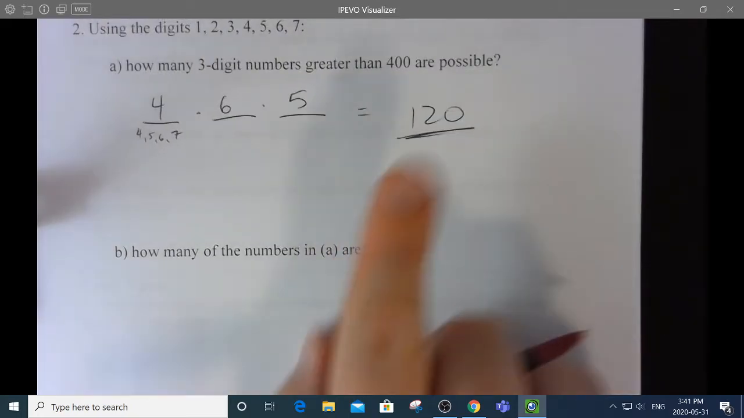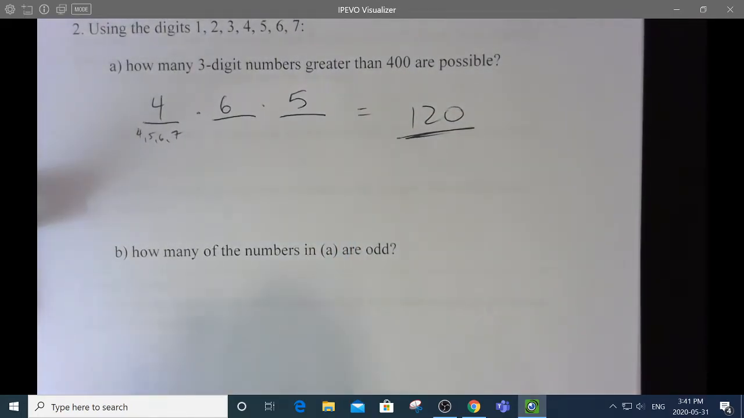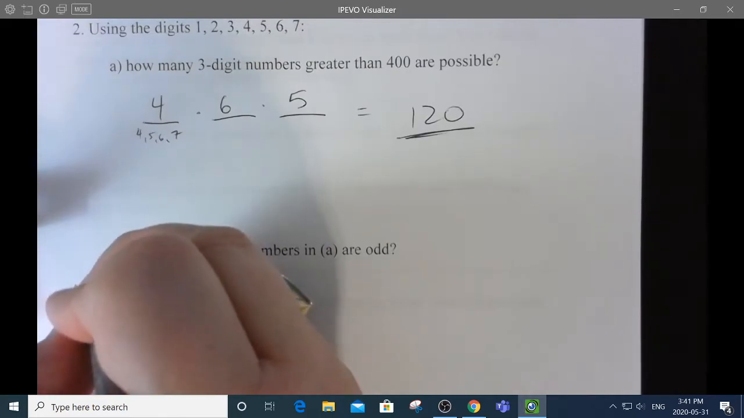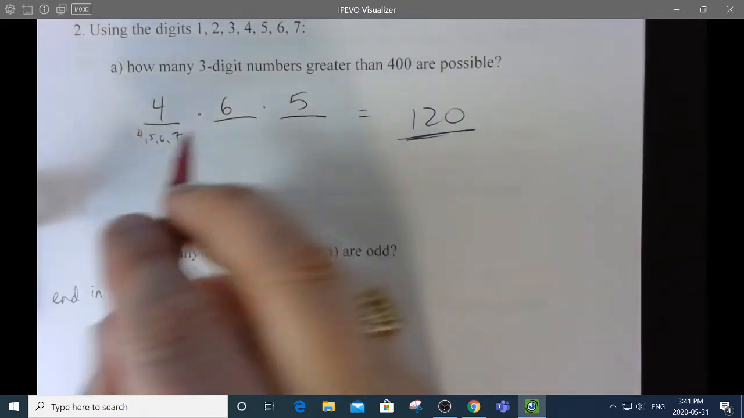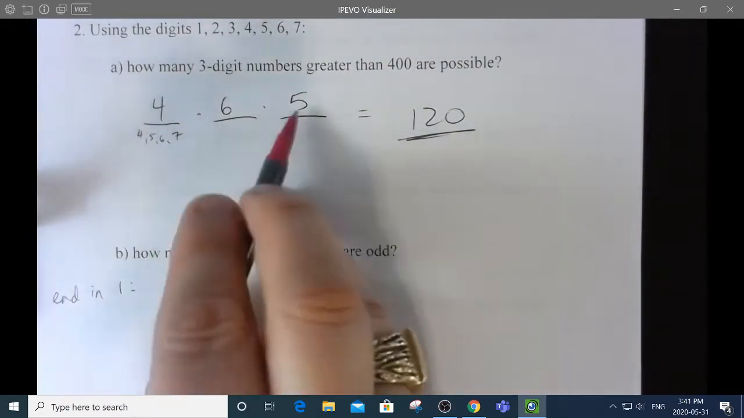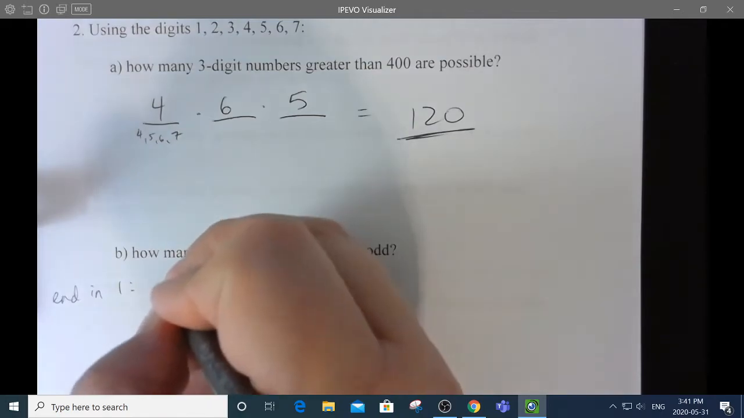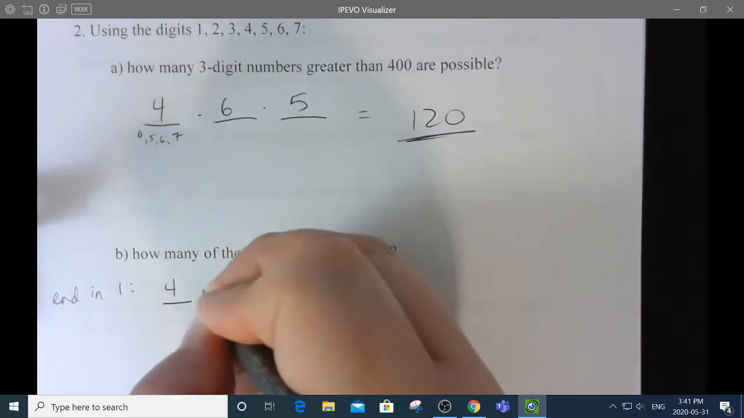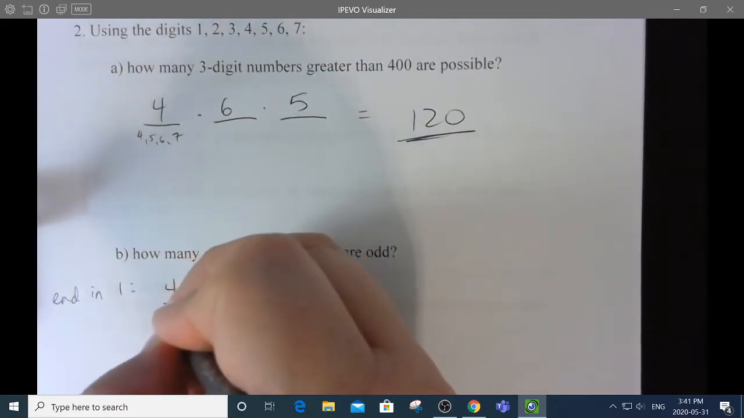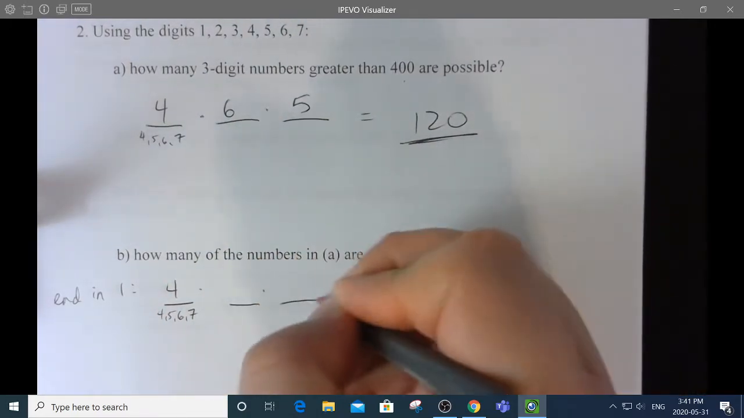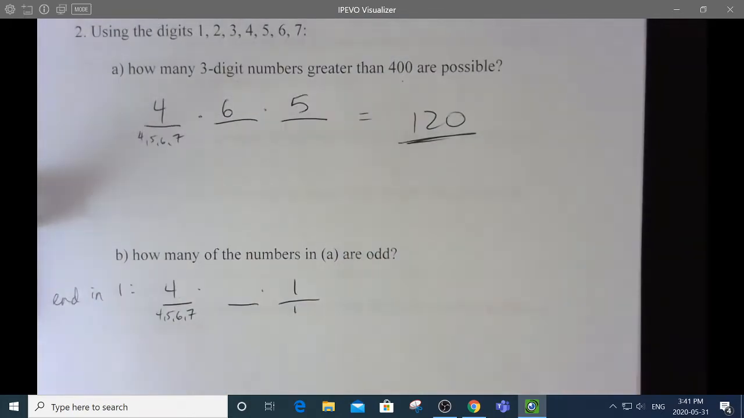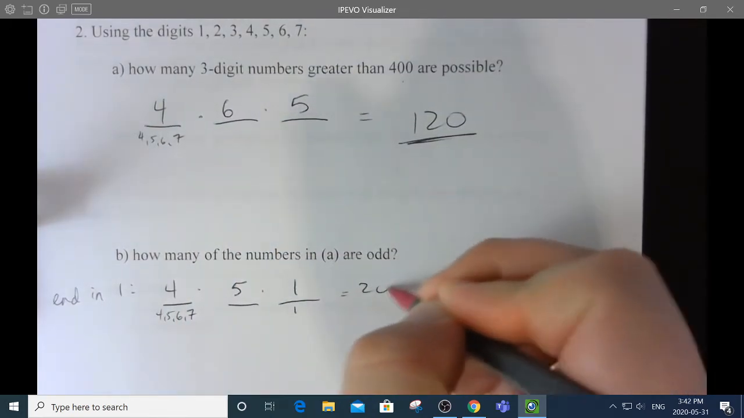Now, how many of these numbers are odd? Well, odd numbers either end in 1, in which case it's basically this calculation here, more or less. There are 4 digits that can go there. It can be either 4, 5, 6, or 7, because it still has to be bigger than 400. And the last digit has to be a 1, so there's only one way to do that. There were 7 digits in the first place. I used 1 there and 1 there, so there's still 5 to go. So that's 20 for that case.